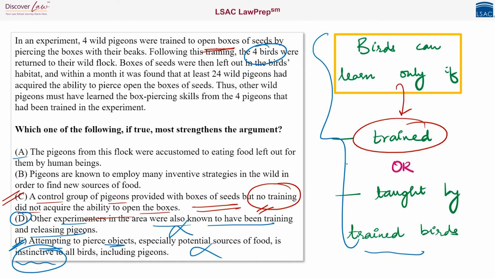Let's look at option A. The pigeons from this flock were accustomed to eating food left out for them by human beings. Irrelevant, that neither strengthens nor weakens. Look at option B. Pigeons are known to employ many inventive strategies in order to find new sources of food. This is irrelevant as well as weakening because it says that they can do this themselves without training. So the only option that points towards the importance of training is C. Let us go ahead and solve the next question.